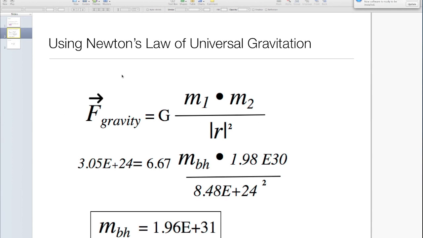We can now use Newton's law of universal gravitation. It tells us that the force due to gravity equals G M m over r squared. Our model tells us that the gravitational force is 3.05 e24. Inputting the other known values, we can solve for the mass of the black hole, and we find it to be 1.96 e31.